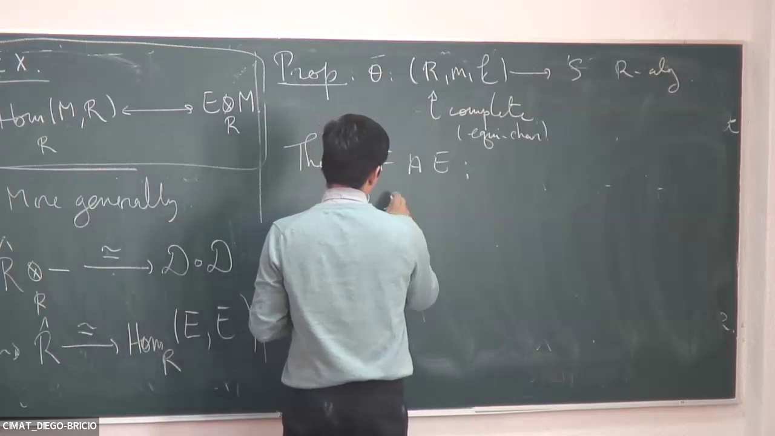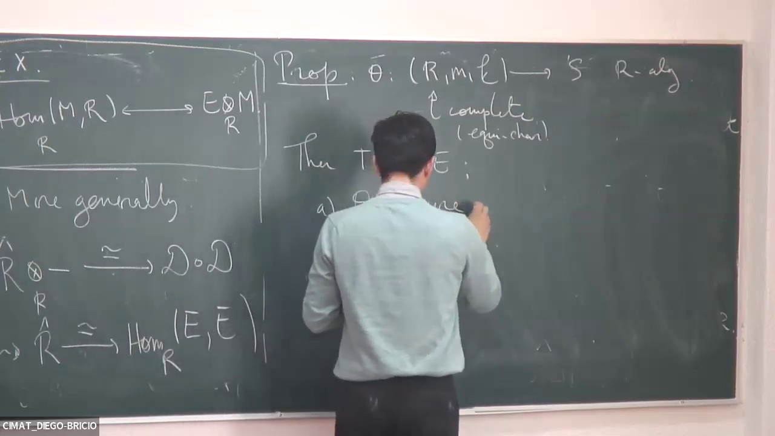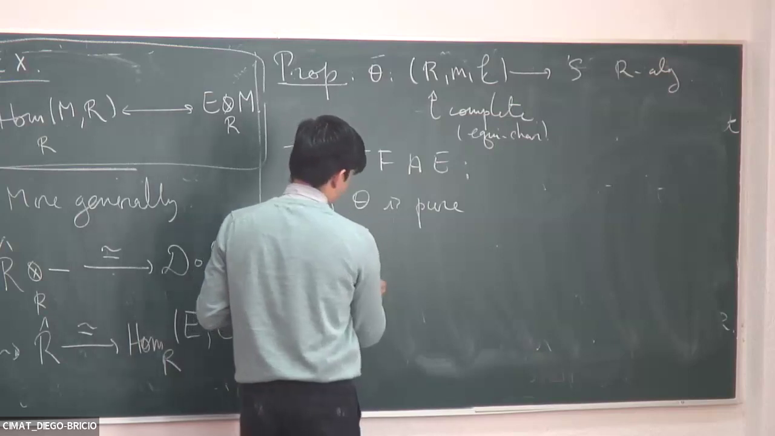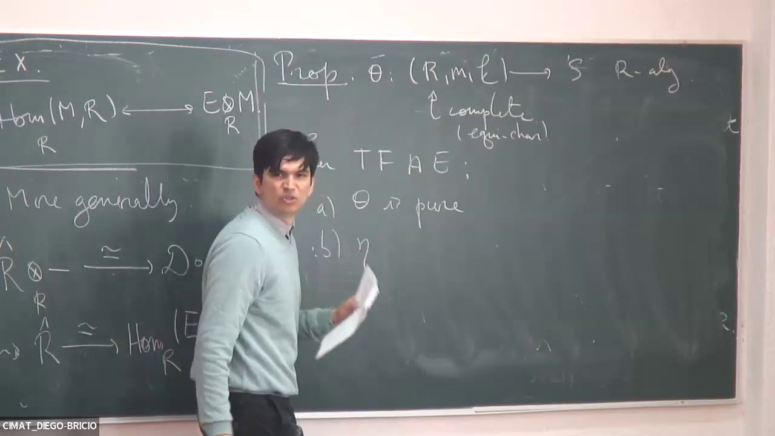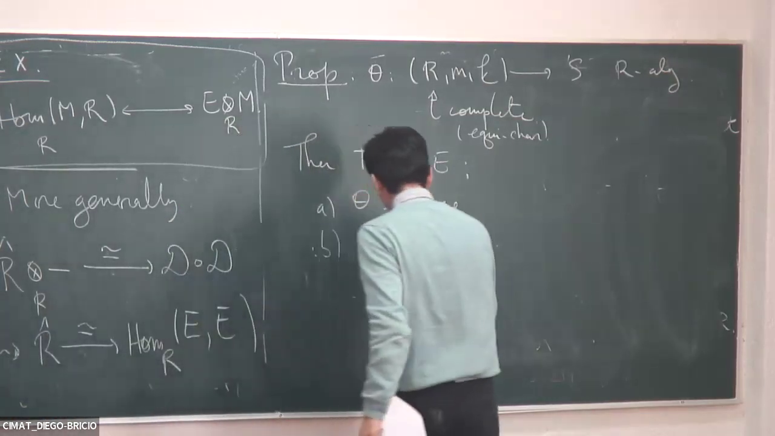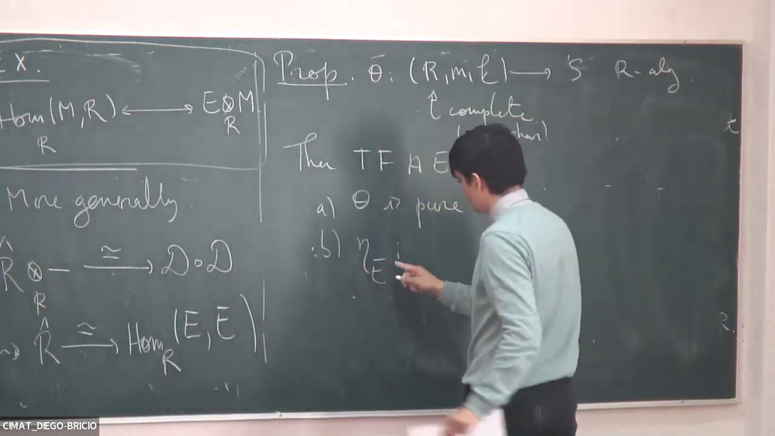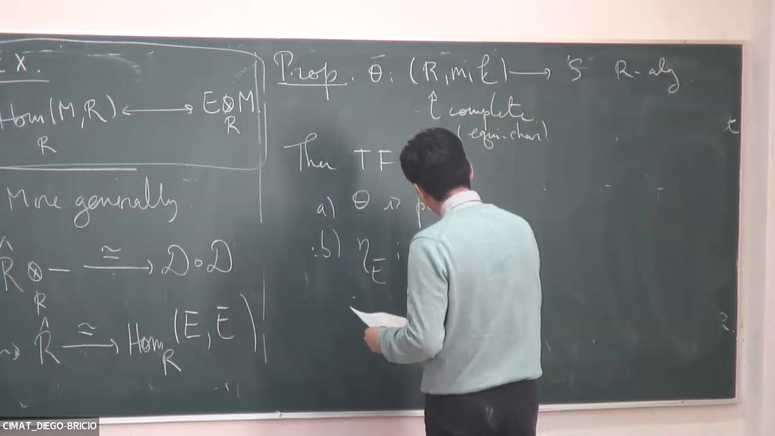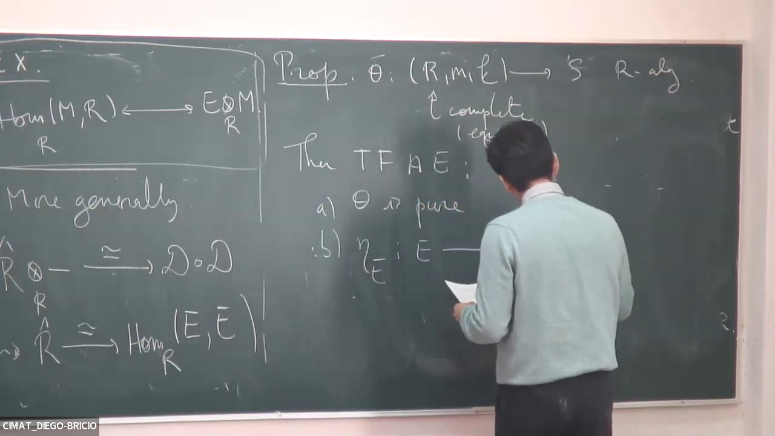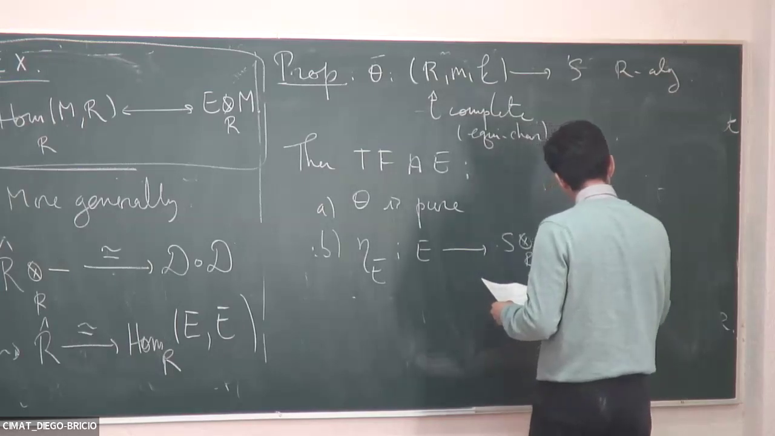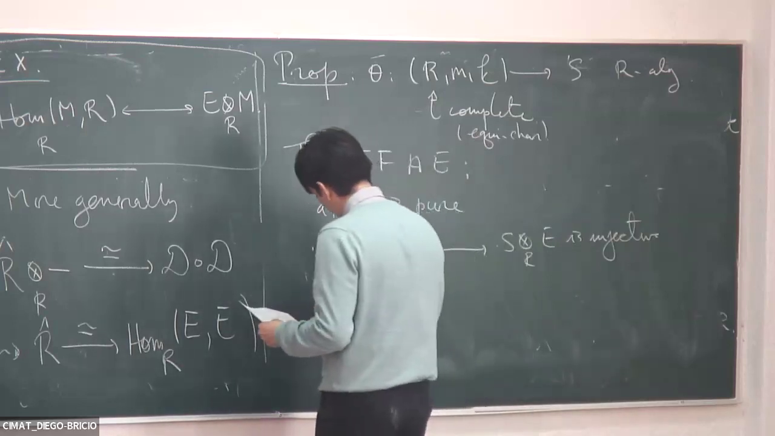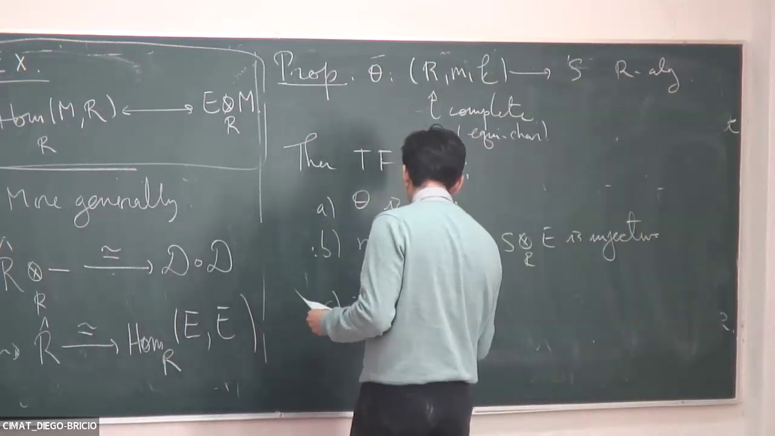First, theta is pure. Remember, that means that you have to check that a whole bunch of eta tensor N are injective. You don't need to do it for all of them. It suffices to do it with injective hulls. The eta of the injective hull, which is this map, is injective. C, theta split.